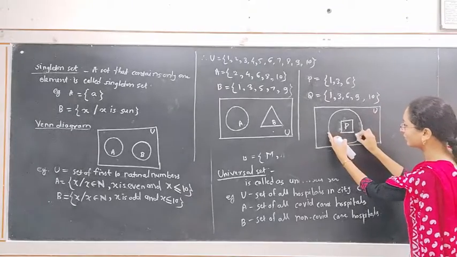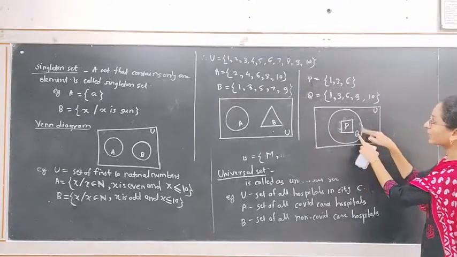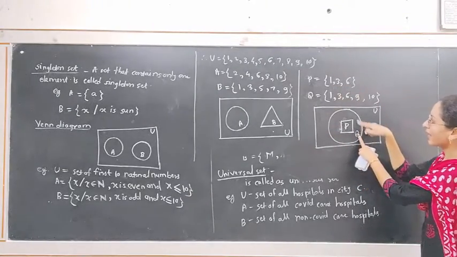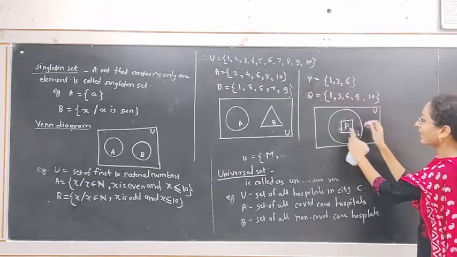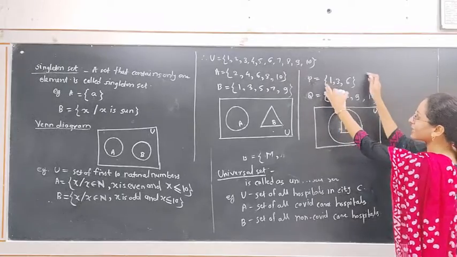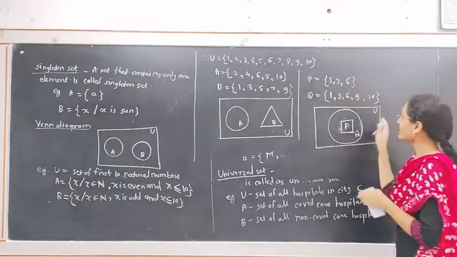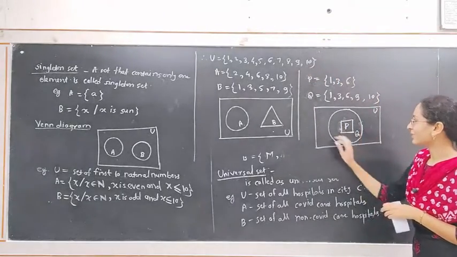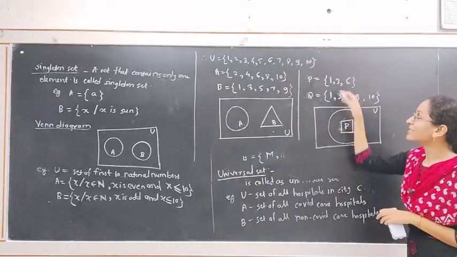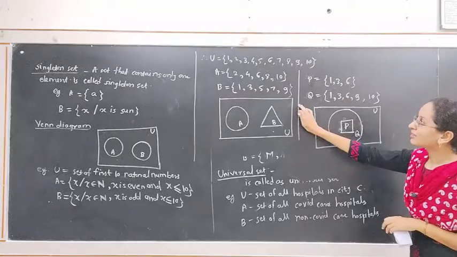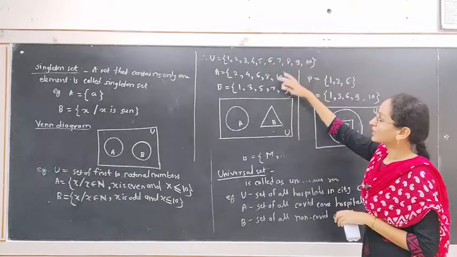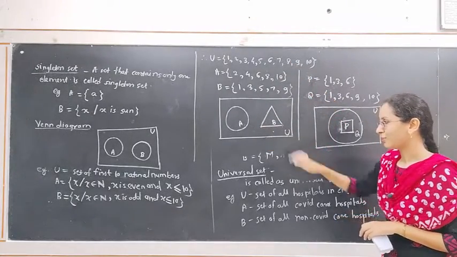Hence this set is Q, because Q contains the elements 1, 2, 3, and 2 more elements, 9 and 10. And all the elements of Q as well as P belong to the universal set U. Hence this is the Venn diagram to represent these sets P, Q and U. And these are other subsets of U that are represented in this form.